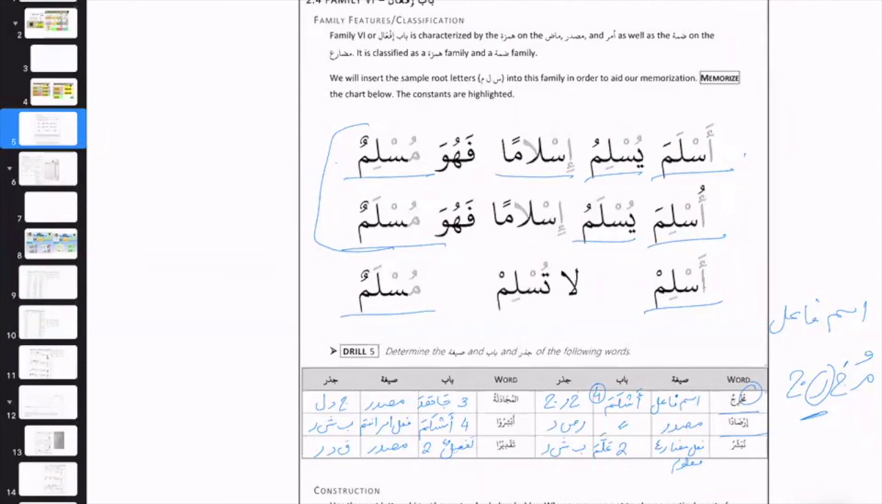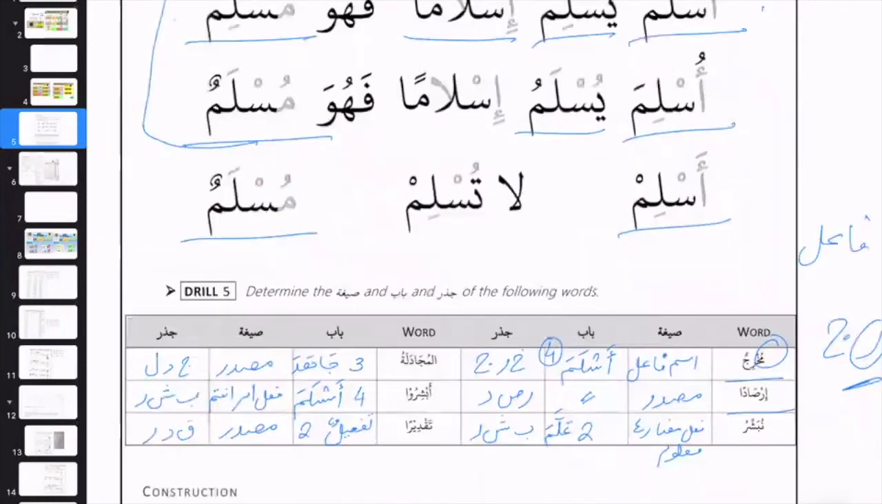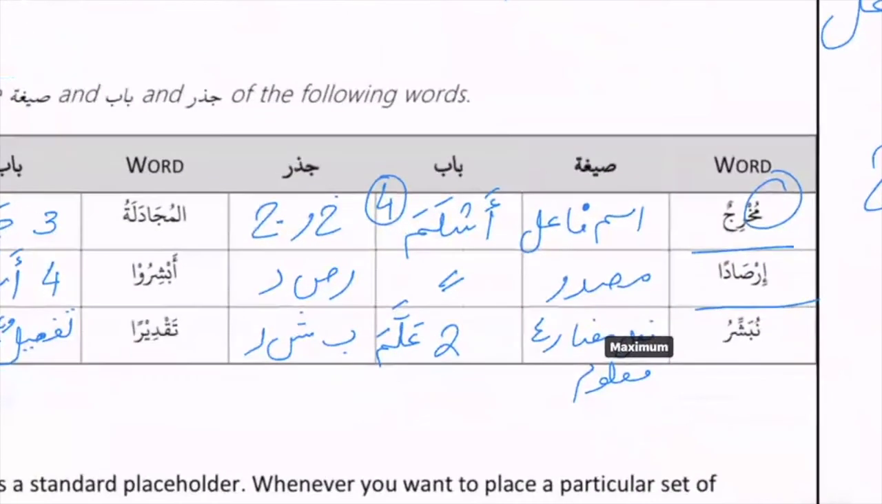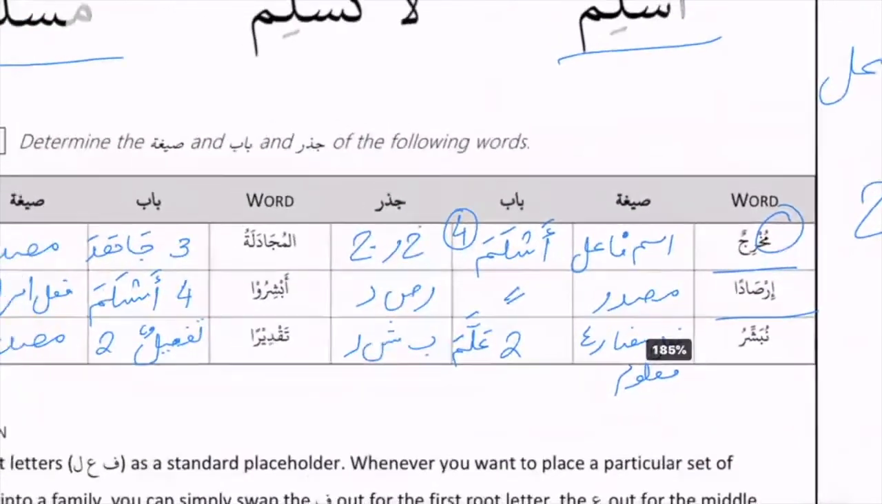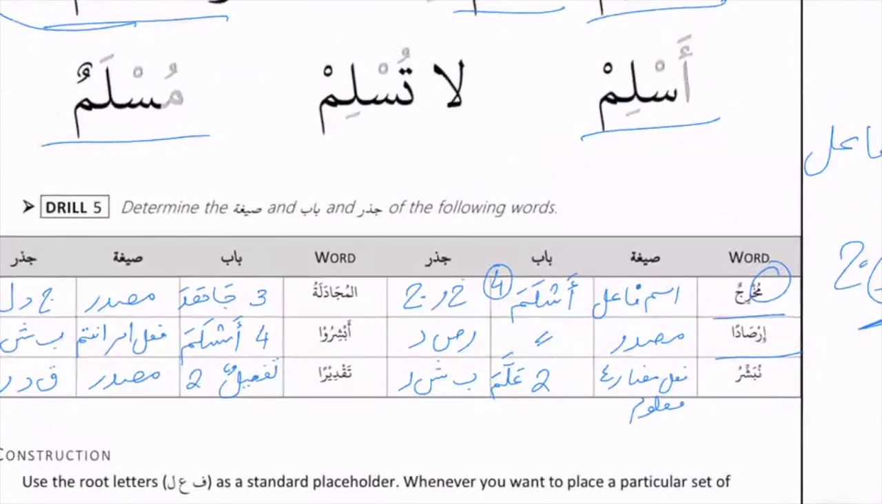Then we have nu bashiru. So nu bashiru. Now, what do you think? When I see nu over here, the u sound is telling me that this is fi'l mudari', right? And the shadda in the middle is telling me that this is family 2. So I can say this is fi'lun mudari'un, and this is ma'lum, not majhul. So this is family 2, and the root letters are ba, sheen, and ra.